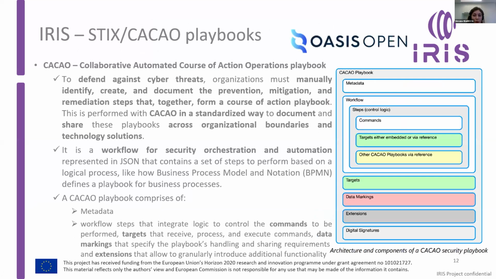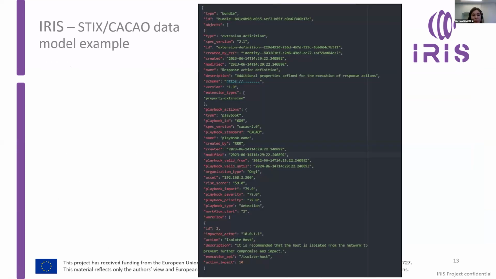And also here you can see all the elements that are used in order to have a CACAO response. The metadata are the main elements, and the workflow steps that integrate logic to control the commands to be performed and targets the receive, process, and execute commands, data markings that specify the playbooks handling and sharing requirements, and extensions that allow to gradually introduce additional functionality. And this is an example of a STIX CACAO instance. And now I can pass the floor to Eleni.